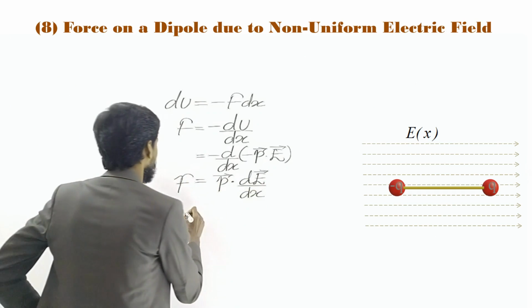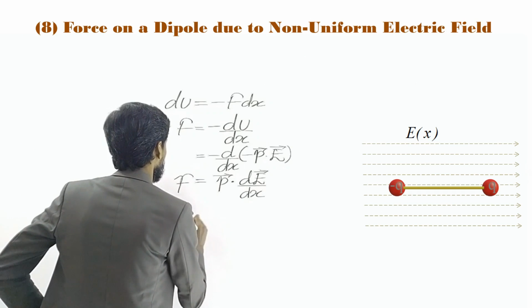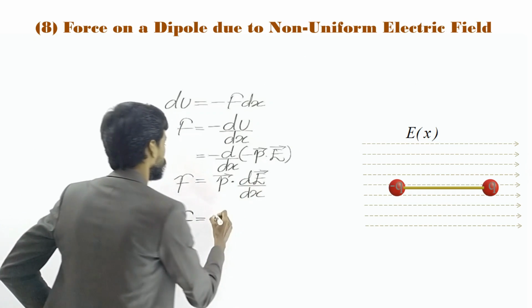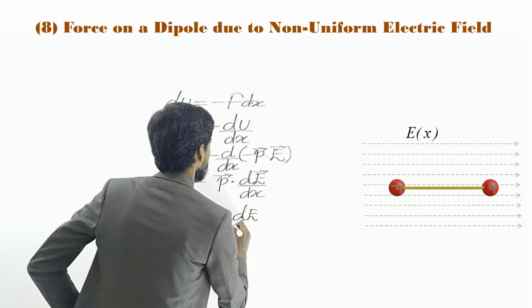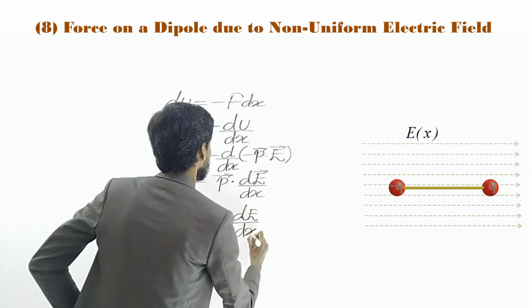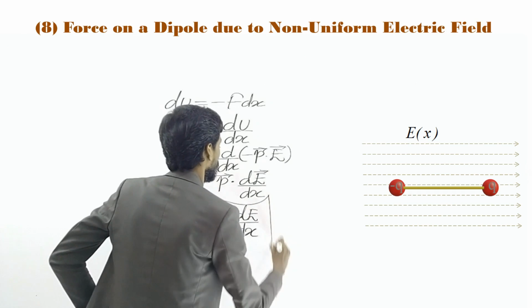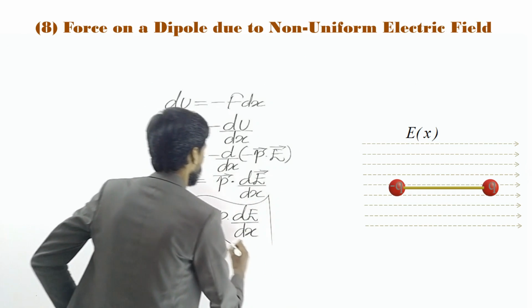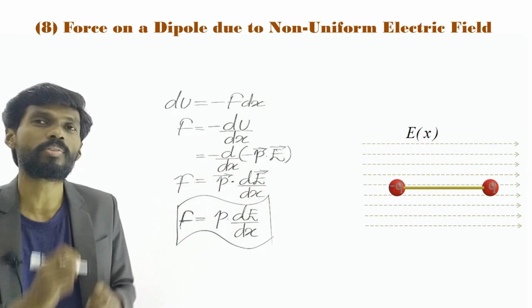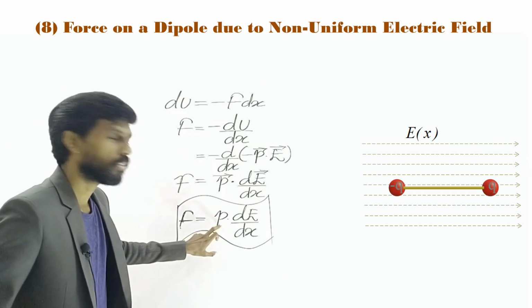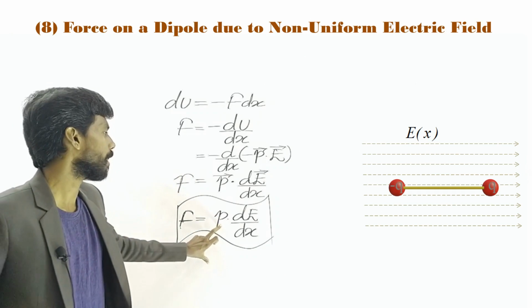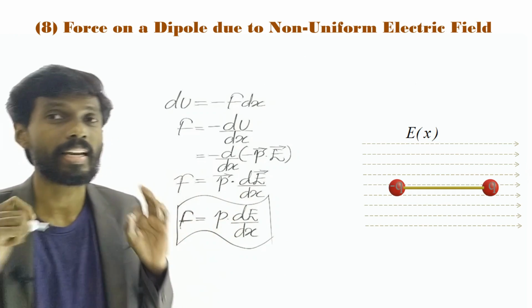Okay, so we can write in that case the force equals P multiplied by d by dx. So this is the formula we are going to use to find the force due to a non-uniform electric field on a dipole. So P, the dipole moment, multiplied by the derivative of the electric field.